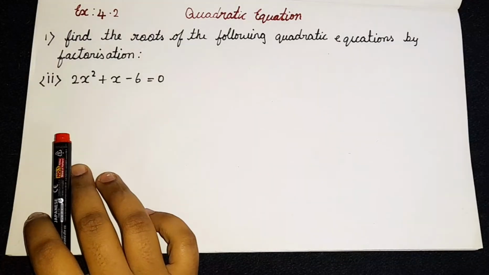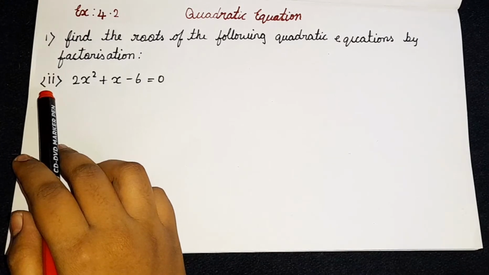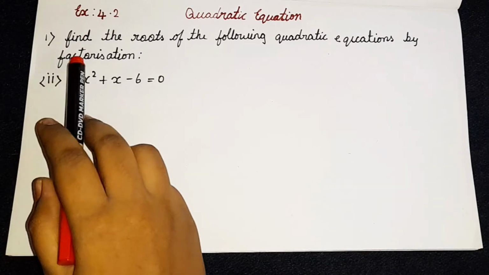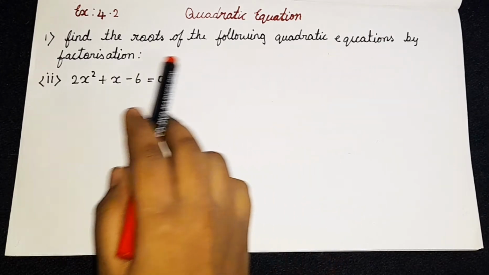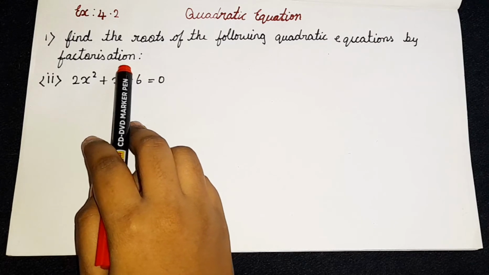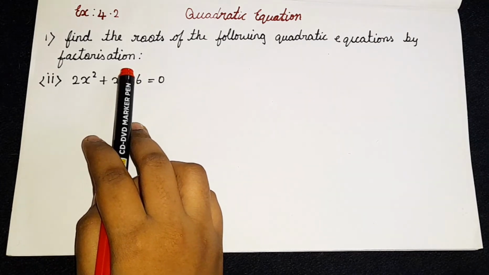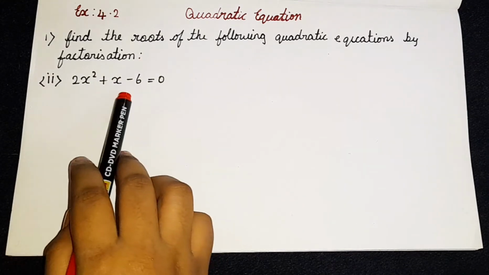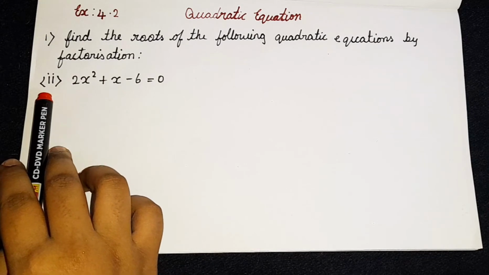Today we are going to be learning exercise 4.2, first question, second subdivision. Alright, now let's read the question. Find the roots of the following quadratic equations by factorization method. So by factorization method we are going to be solving the quadratic equation. Here they have mentioned a quadratic equation, and today we are going to be solving the second subdivision.